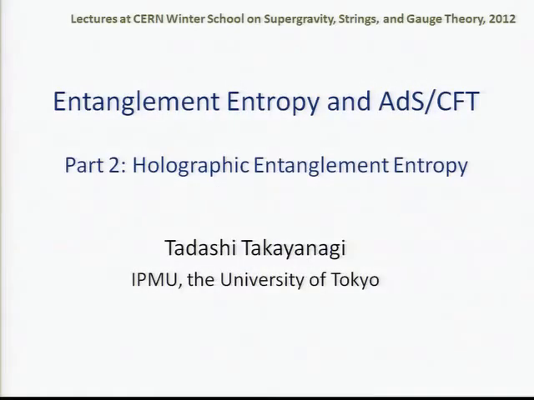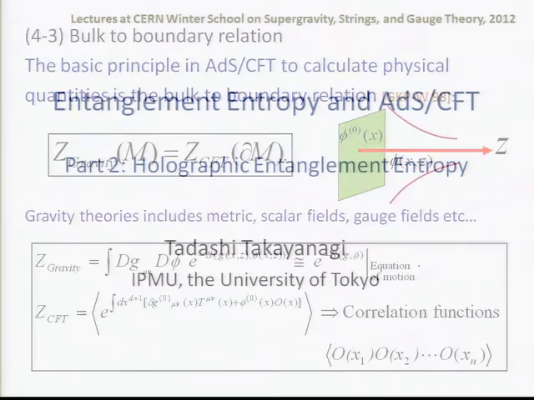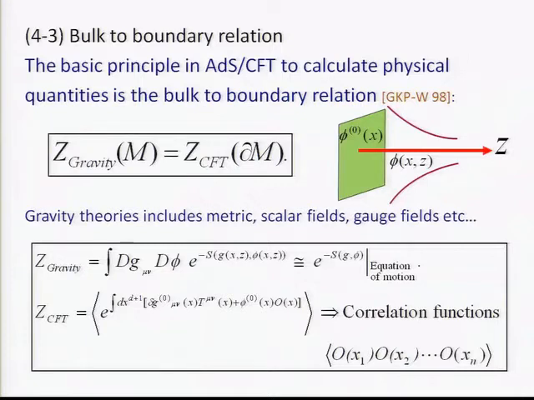Very much. So today's talk, I'd like to mainly explain what a holographic calculation of entanglement entropy is. Yesterday, I gave a very quick review of AdS/CFT, and I should also mention this very famous relation, which is the basic principle of how to compute physical quantities in AdS/CFT. This is called the bulk to boundary relation. This relation is actually very simple.